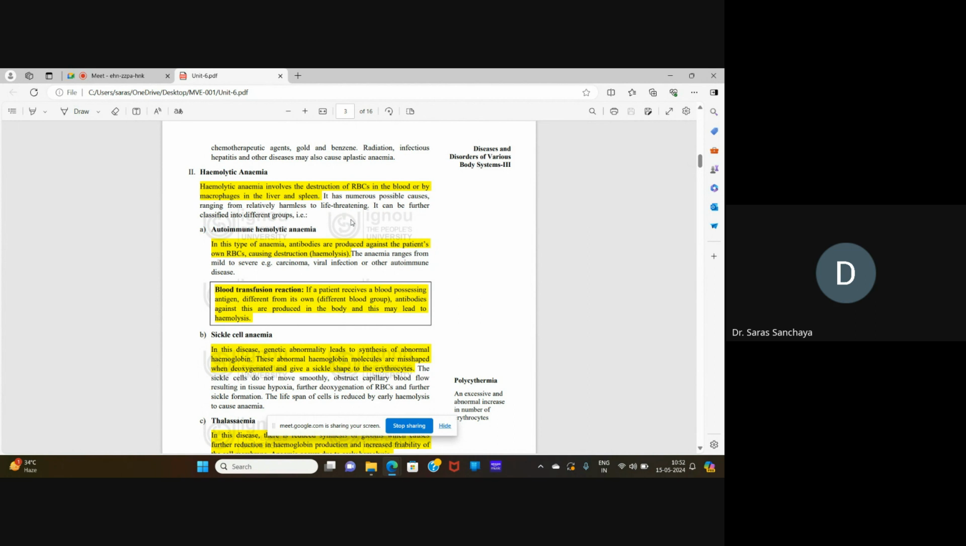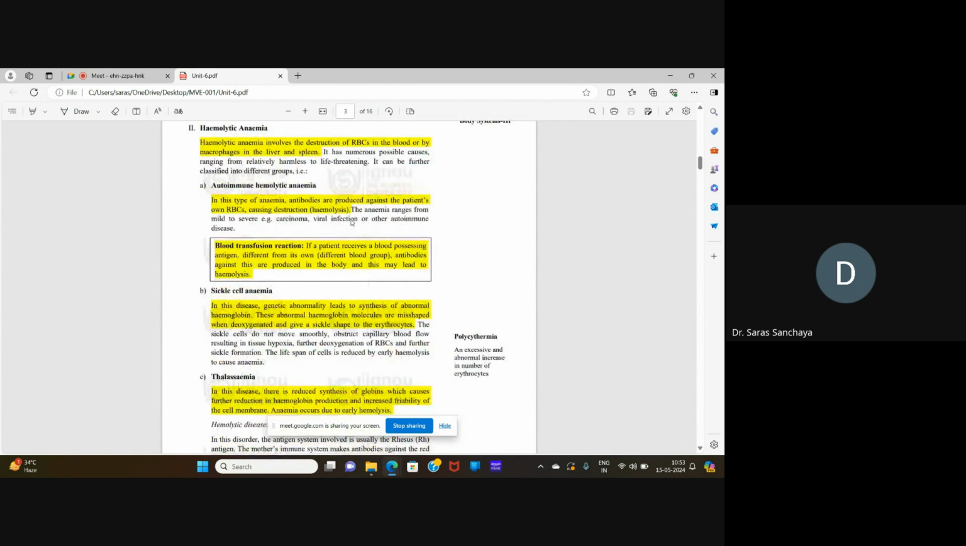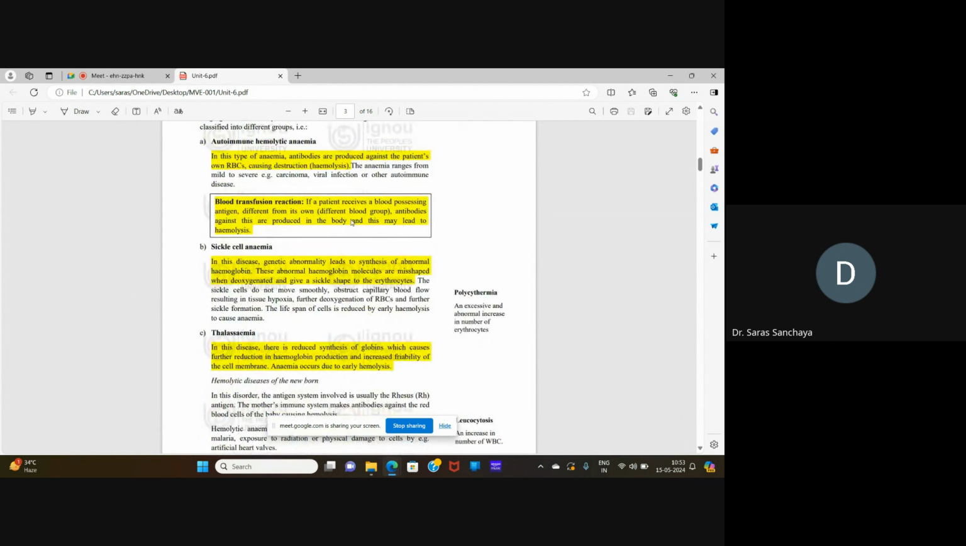If a patient receives a blood possessing antigen different from its own, antibodies against this are produced in the body, and this may lead to hemolysis. For example, if any person having B blood group is injected with blood of A group, then there can be blood transfusion reaction or autoimmune hemolytic anemia. Then there is sickle cell anemia. In this disease, genetic abnormality leads to synthesis of abnormal hemoglobin. These abnormal hemoglobin molecules are misshaped when deoxygenated and give a sickle shape to the erythrocytes.